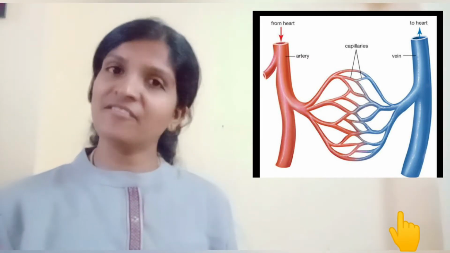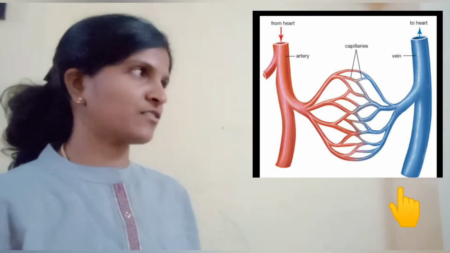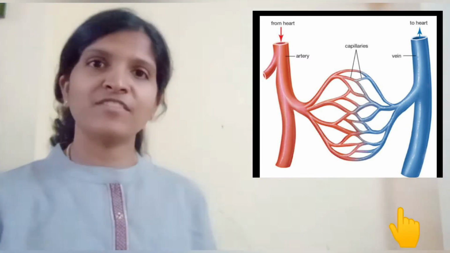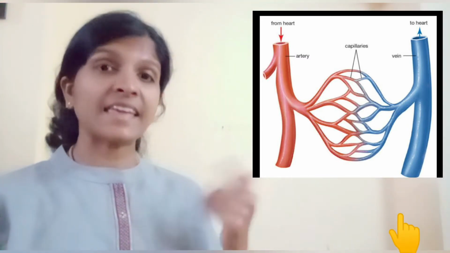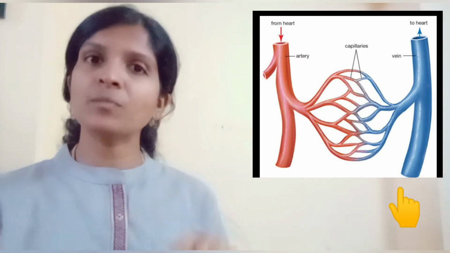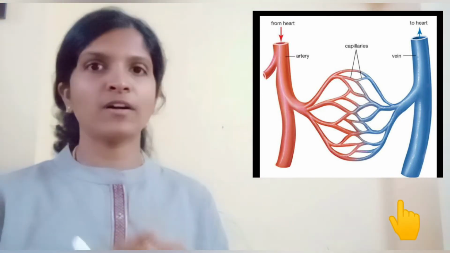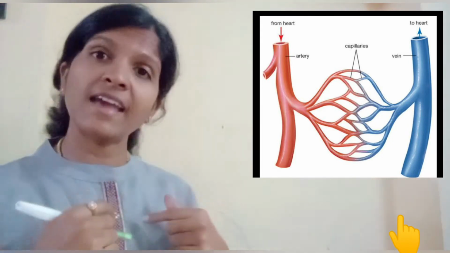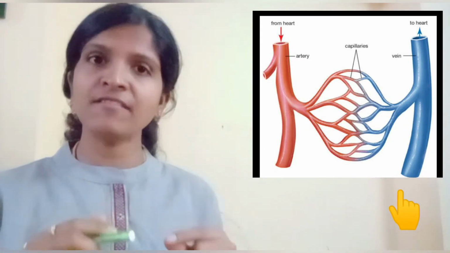Next thing is the vein. This is the structure of the veins. Actually, the main function of the veins is they carry the impure blood from all parts of the body to the heart. Actually, they have thin walls, they have valves also.